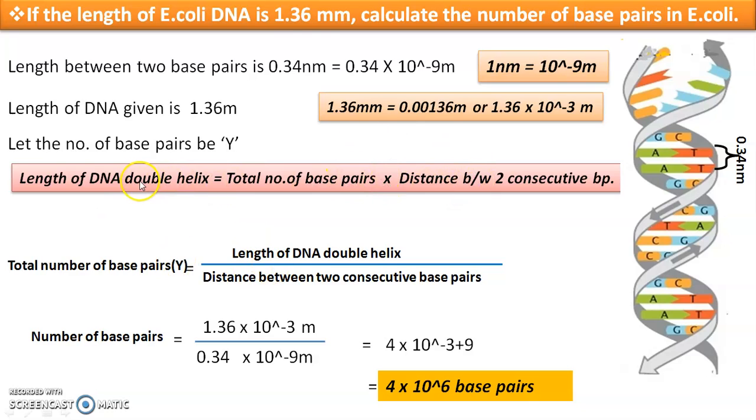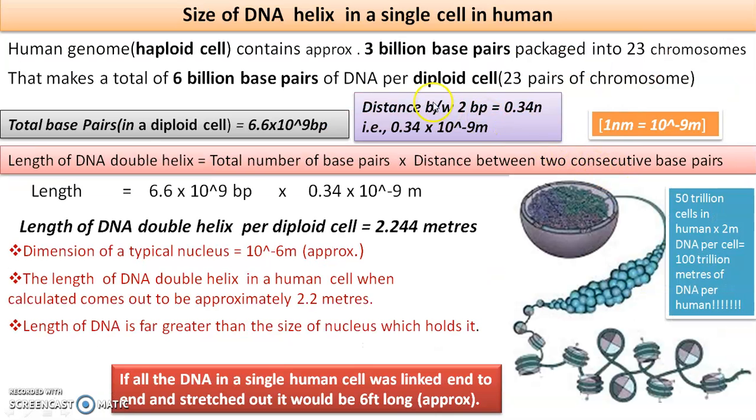The length of the DNA double helix is given, and the distance between two base pairs we know is 0.34 nanometer, which is converted into meters here. So you calculate that: you divide these two numbers and you get 4 into 10 raised to the power minus 3; you take this minus 9 up and it becomes plus 9. So minus 3 plus 9 is 6. That is the number of base pairs. I hope that is clear about the prokaryotic DNA.